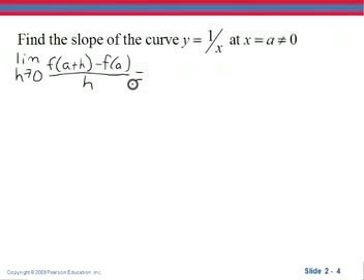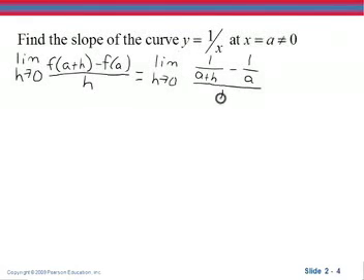Well, f of a plus h is what we get when we plug a plus h into our function. So that would be the limit as h approaches 0 of 1 divided by a plus h, minus f of a, which is what we get when we plug a in, so that's 1 over a, and this is all over h. Now since we have fractions within fractions, we have a complex fraction.